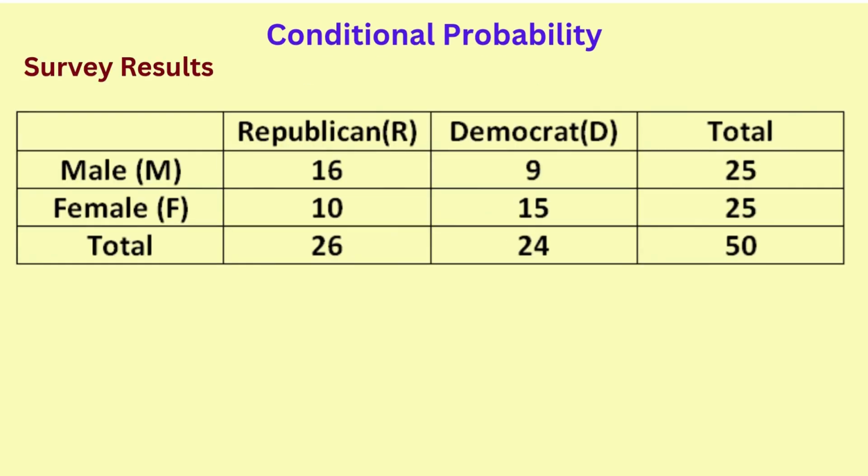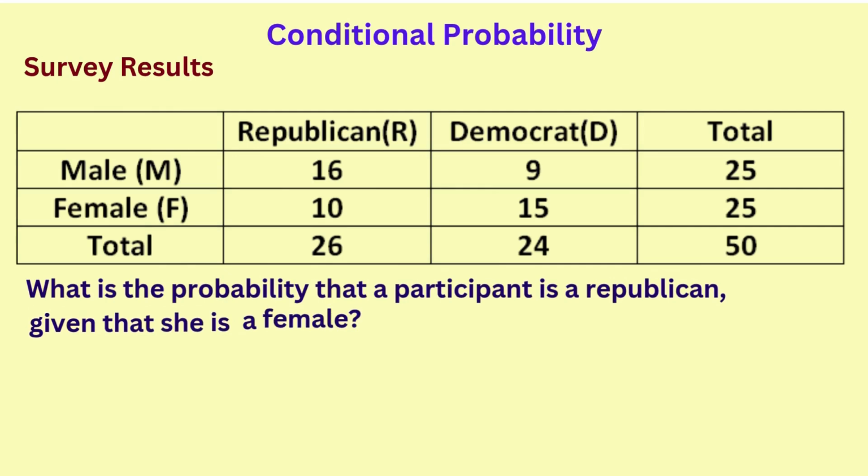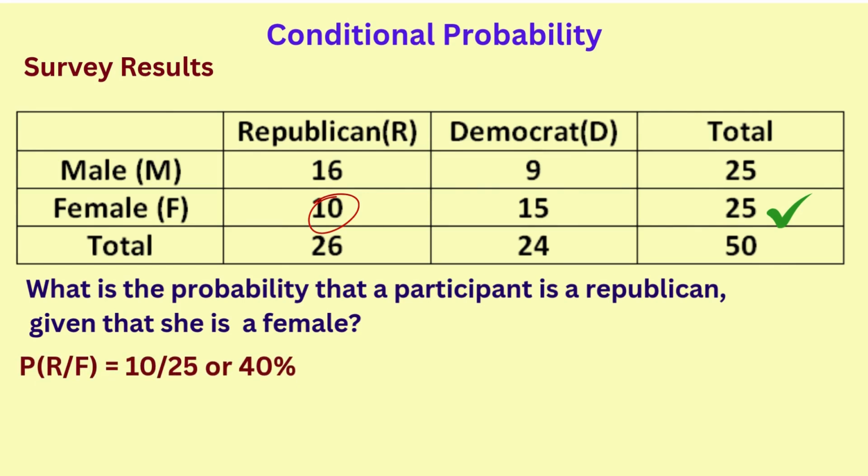The same formula can also be applied to contingency tables. Suppose we want to know the probability that a participant is Republican, given that she is a female. The sample space would not be the grand total of 50. Since we already know that the participant is a female, the sample space would be just females. That's 25. So we put the number of female Republicans over 25 to get our solution.